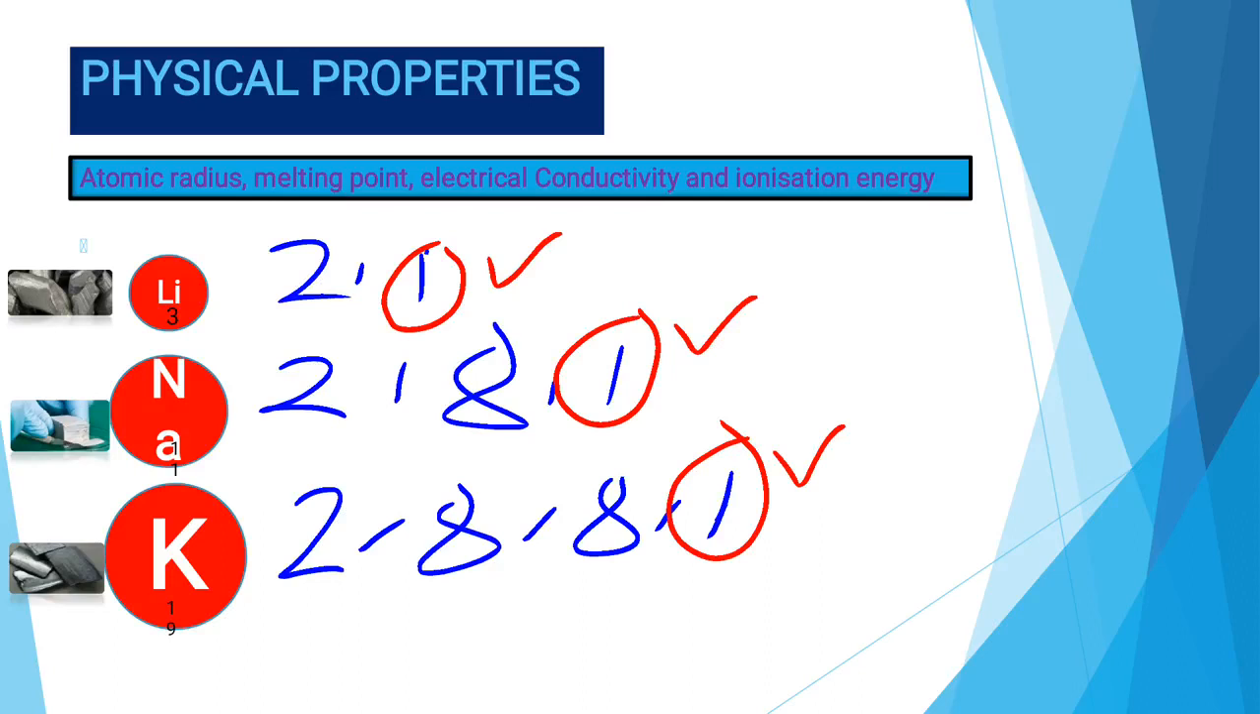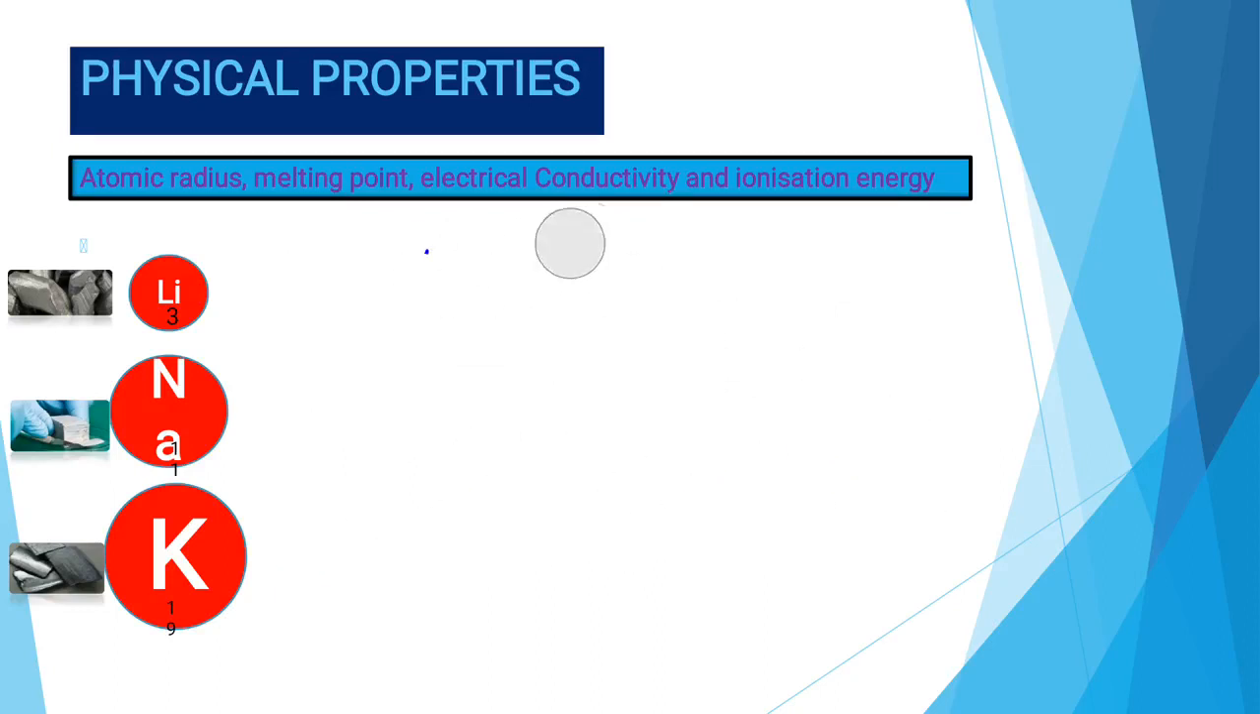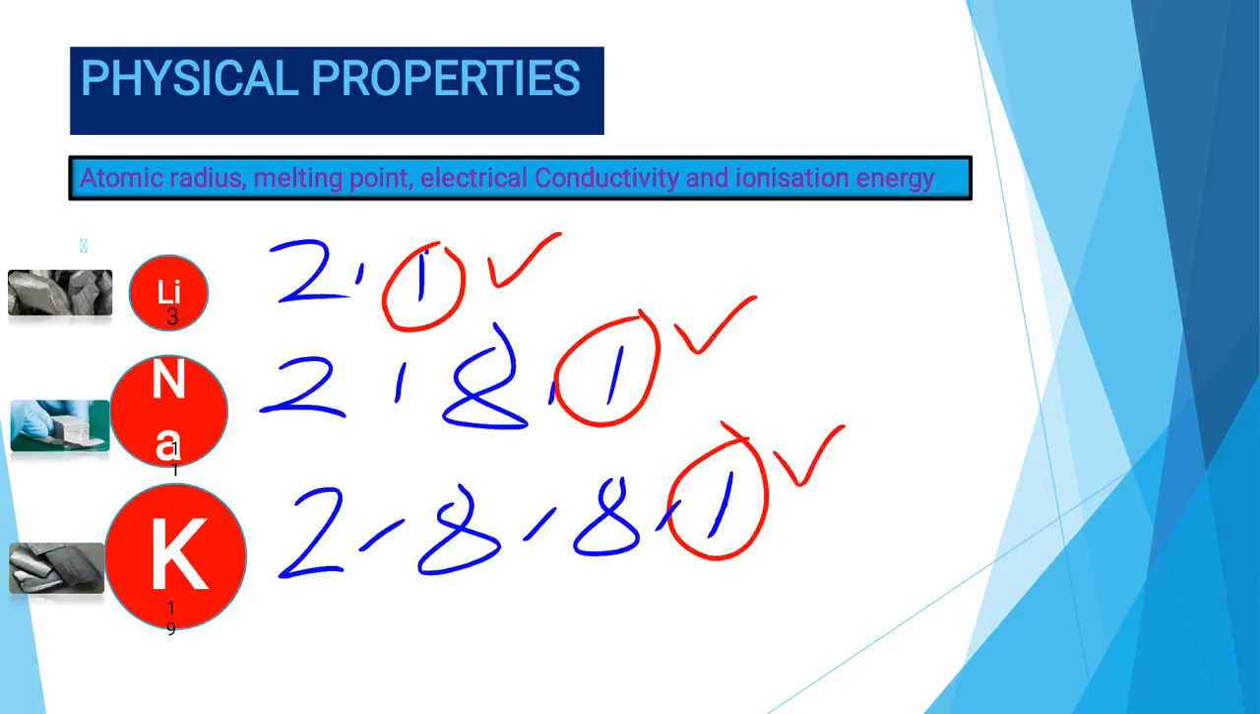Finally, the ionization energy. When we speak about ionization energy, we want to look at the energy that is required to remove an electron from the outermost energy level in gaseous state. I will still refer to my electron configurations.